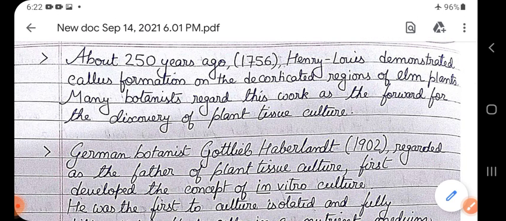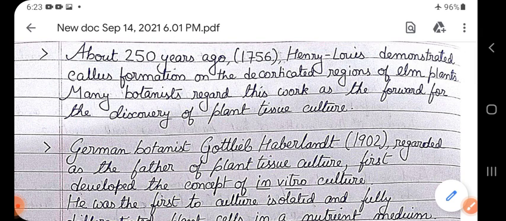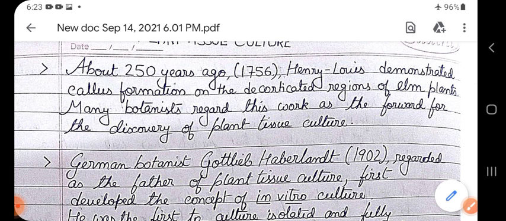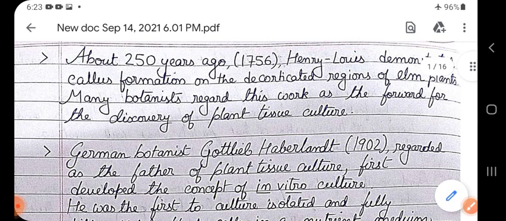About 250 years ago, in 1756, Henry Lewis demonstrated callus formation on the decorticated regions of elm plants. Callus is an unorganized mass of cells which are parenchymatous in nature. That means it contains parenchyma cells, and generally callus tissue forms on the wounded part of plants. But here, with the help of tissue culture techniques, Henry Lewis tried to grow callus from the decorticated regions of elm plants. Many botanists regard this work as the forerunner to the discovery of plant tissue culture.